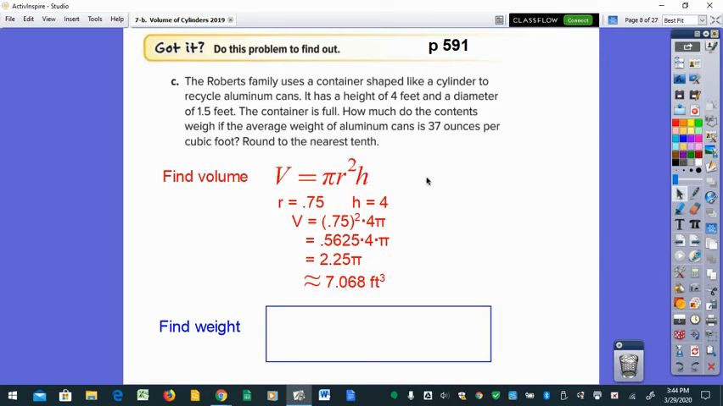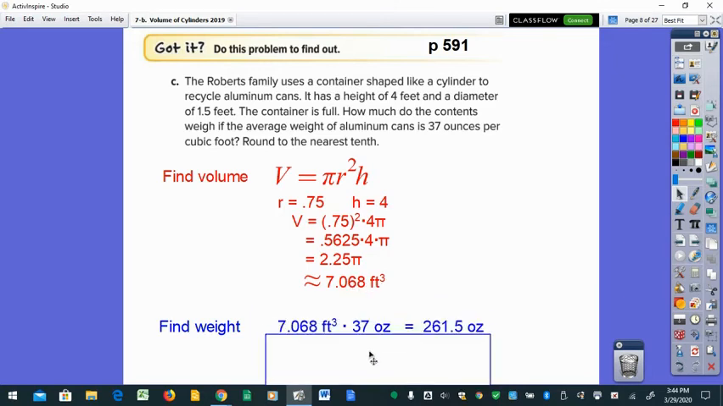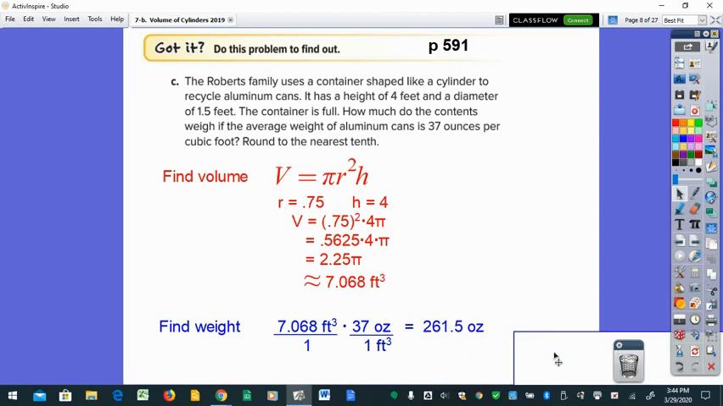And now I'm going to multiply by that 37 to get the ounces, because it's 37 ounces for 1 cubic foot. So now I'm going to take the 37 times my 7.06 cubic feet to find the weight of this. So I multiply that, and you should be getting 261.5 ounces. And notice I round to the tenth at the end.